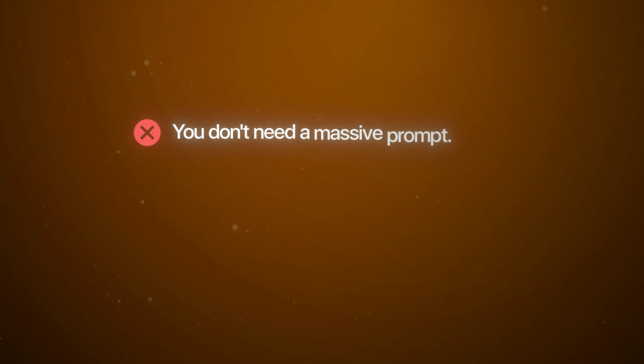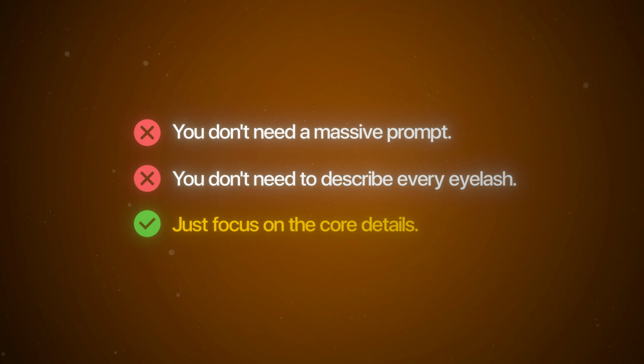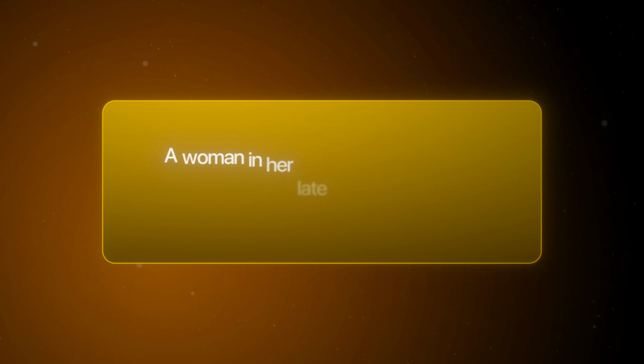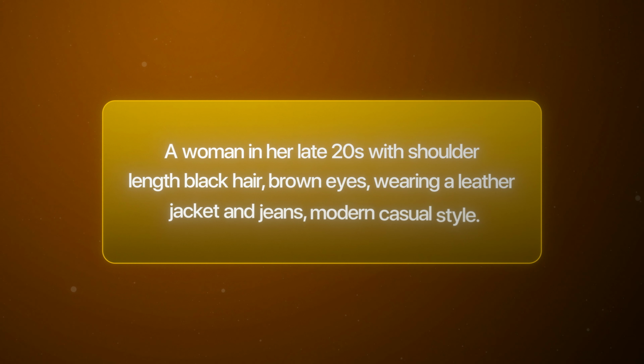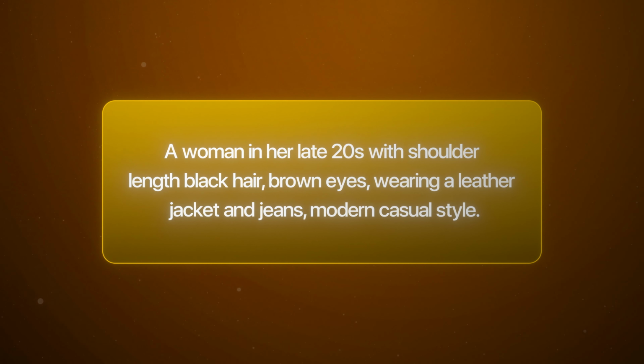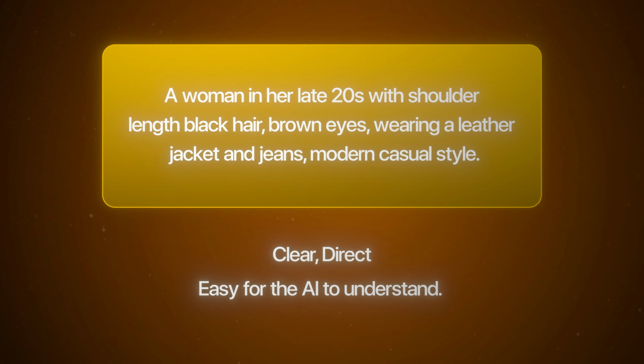This is where a lot of people overthink things. You don't need a massive prompt. You don't need to describe every eyelash. Just focus on the core details. Something simple like a woman in her late 20s with shoulder-length black hair, brown eyes, wearing a leather jacket and jeans. Modern, casual style. That's it. Clear, direct, easy for the AI to understand.